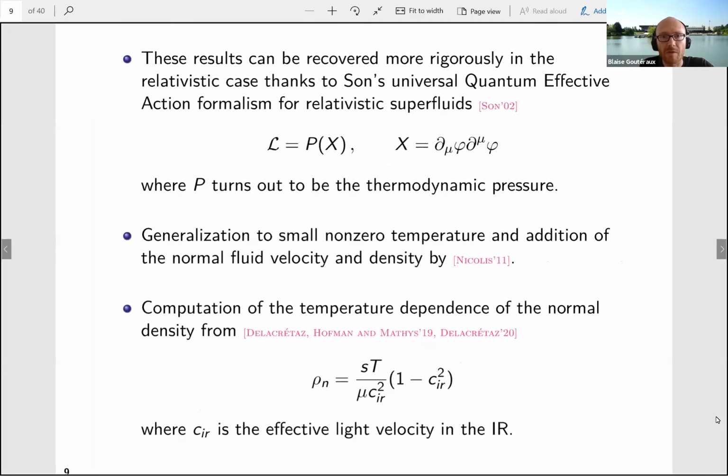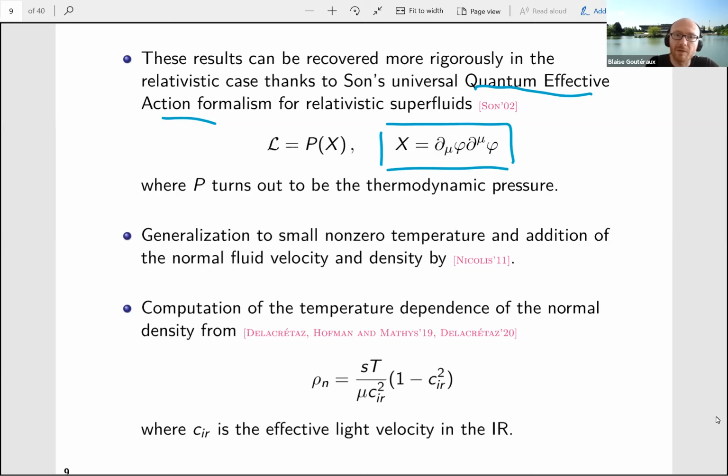Now, you can recover these results a bit more rigorously in the relativistic case using a framework which was devised by Son in 2002, which he called a quantum effective action for relativistic superfluids. And the starting point is based on symmetries. It assumes that the system only depends on a fundamental variable, which is (∂μφ)². And this is consistent with how the superfluid phase transforms. So it's a good starting point.